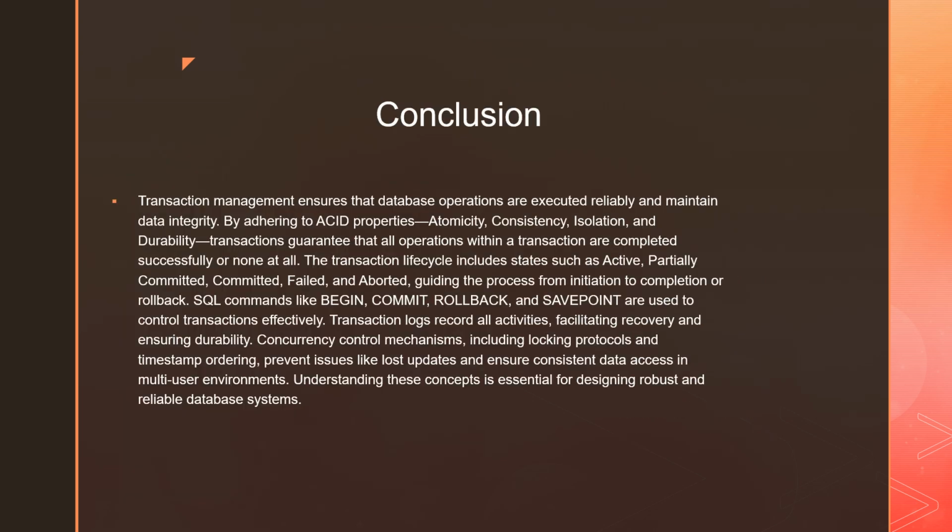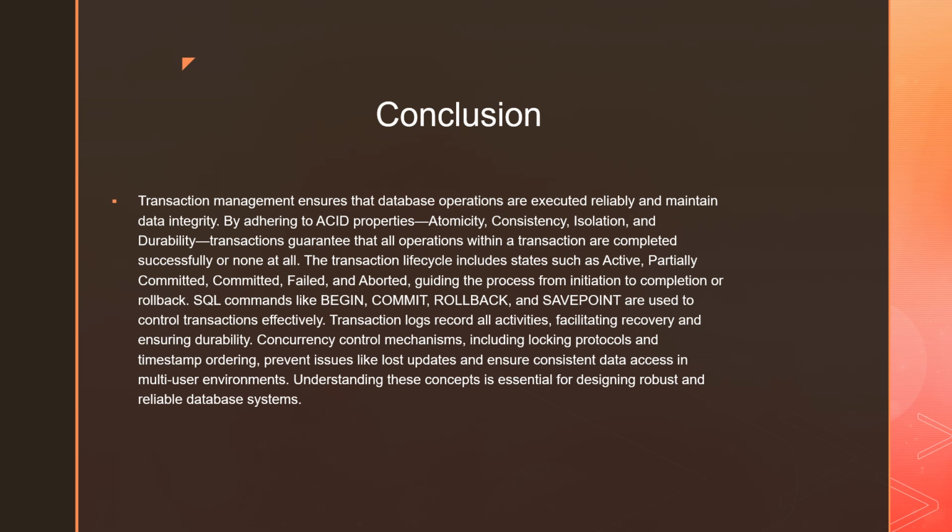In summary, transaction management is key to maintaining the accuracy and reliability of a database. It makes sure that operations either complete fully or not at all, preserving data integrity through ACID properties. We have looked at the different states a transaction can go through, from active to committed or aborted, and the SQL commands used to manage them, like begin, commit, rollback, and savepoint. Transaction logs help with recovery and durability by keeping a record of all changes.